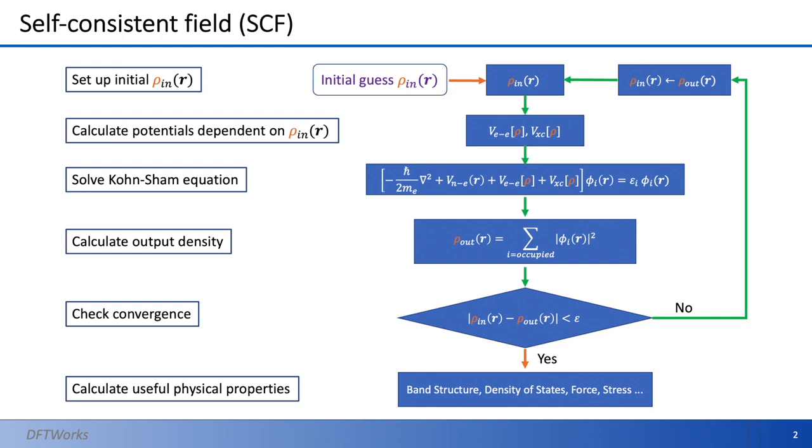Summing over all the occupied energy states gives us a new electron density. Then we can compare the input and output electron density. If they are not very close to each other, we see the convergence is not reached. We feed the output electron density back to the beginning of the SCF loop. When the convergence is reached after many iterations, we can use the converged electron density to compute interesting physical quantities such as force, stress, band structure, and density of states.